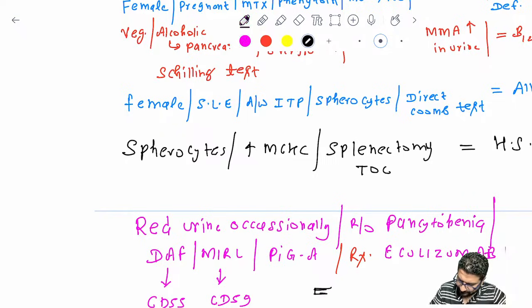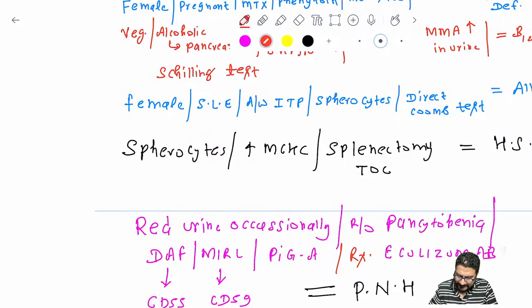These are all the MCQs on which disease? Anyone? Not multiple myeloma, no. Not correct. Anyone else? Where do we give eculizumab? Come on. PNH, paroxysmal nocturnal hemoglobinuria.